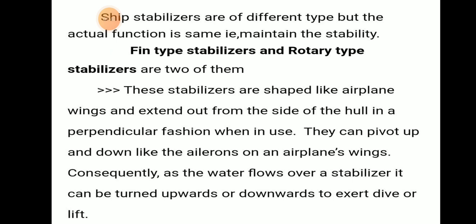So ship stabilizers are of different types, and the main function is to maintain stability. There are two types, the fin type stabilizer and the rotary type stabilizer. They are shaped like aeroplane wings and extend out from the side of the hull perpendicularly when in use. They can pivot up and down like ailerons, so as water flows over the stabilizer, it can be turned upward or downward to exert drive or lift.